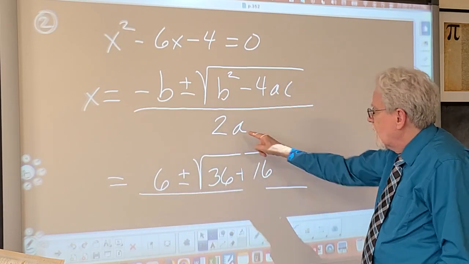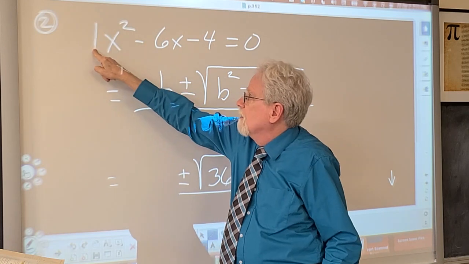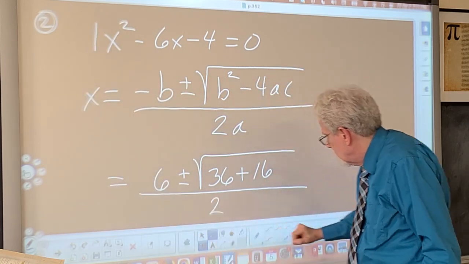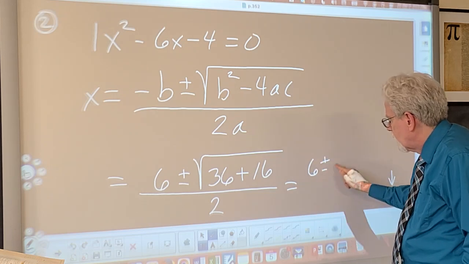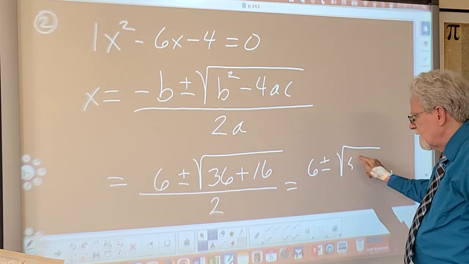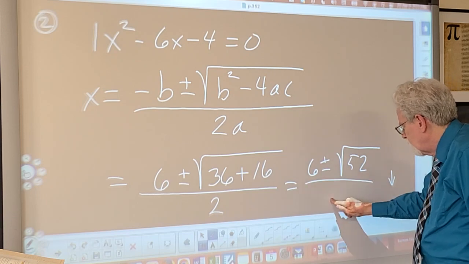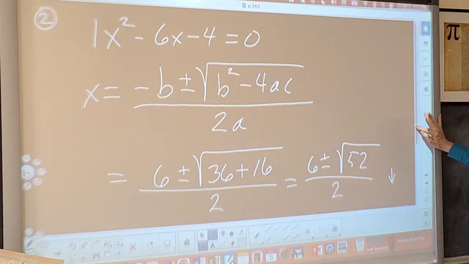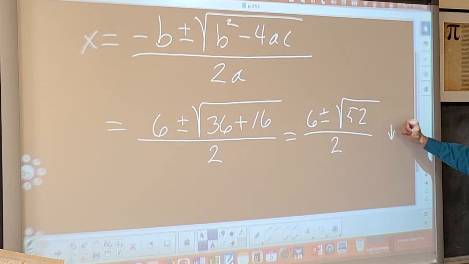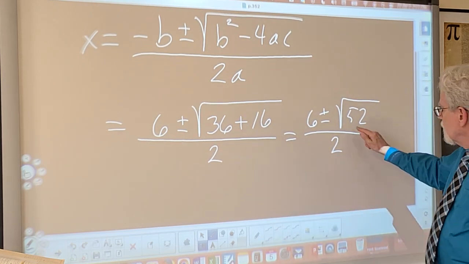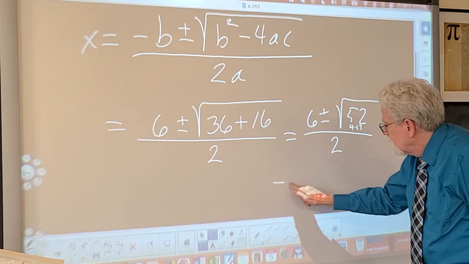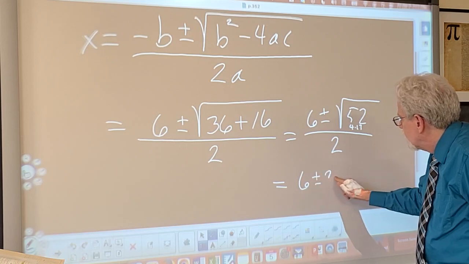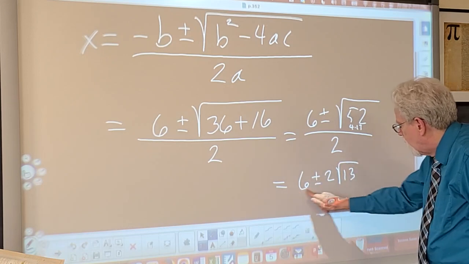And we're dividing by 2 times a. A is 1. So we're dividing by 2. And we simplify, and what happens? We get 6 plus or minus the square root of 52, all divided by 2. Now, yes, you are expected to simplify radicals. Sorry. Well, 52 happens to be 13 times 4. So 4 times 13, the 4 pops out. That gives us 6 plus or minus 2 square root of 13 all over 2.